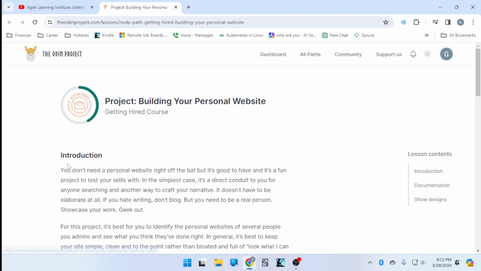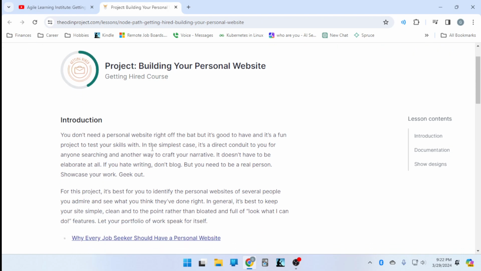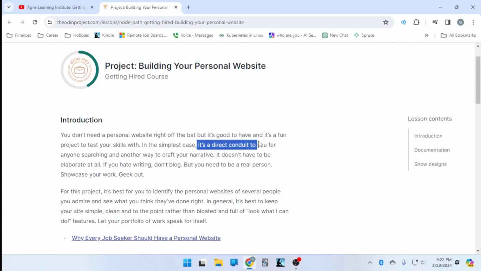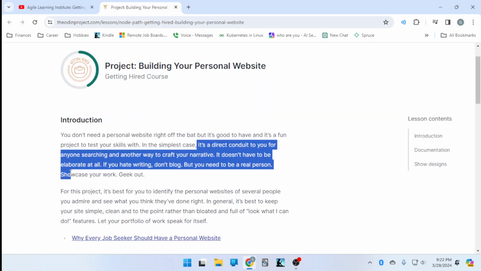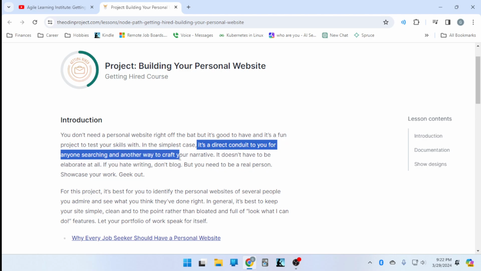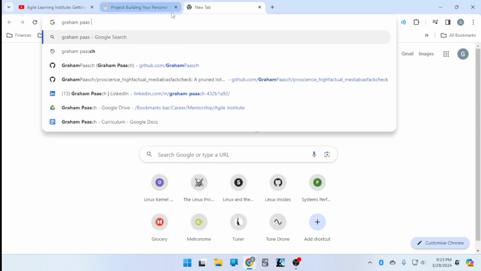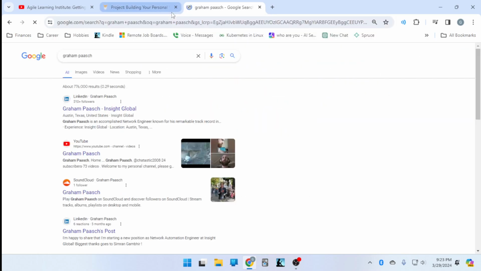Let's see here. So this is the introduction. You don't need a personal website right off the bat, but it's good to have, and it's a fun project to test your skills with. In the simplest case, it's a direct conduit for you to anyone searching and another way to craft your narrative. And we looked at that before. Really, what it's going to be all about is LinkedIn. No matter what you do, your LinkedIn's going to be at the top.